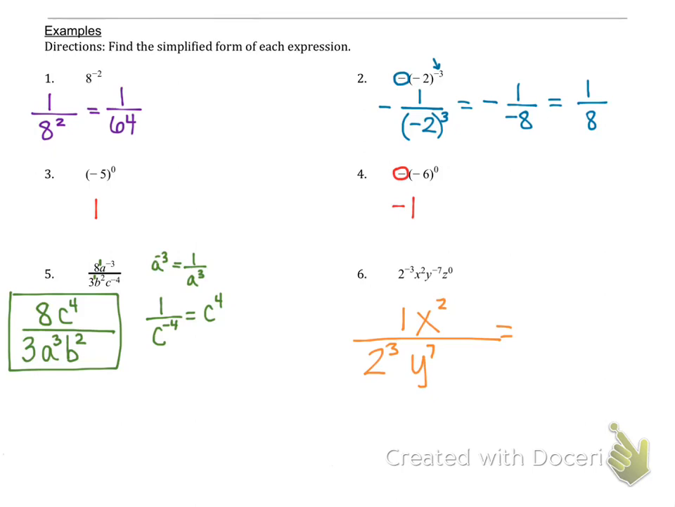So instead of writing 1x squared, I'm going to simplify and write it x squared. 2 to the third power, 2 times 2 times 2 is 8. And then y to the 7th. So that's my final answer, x squared over 8 times y to the 7th power.